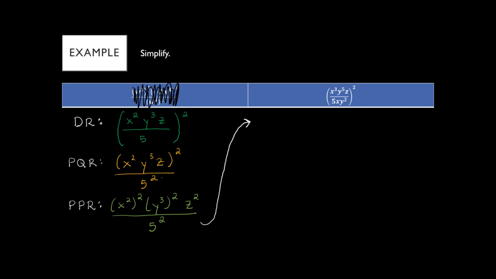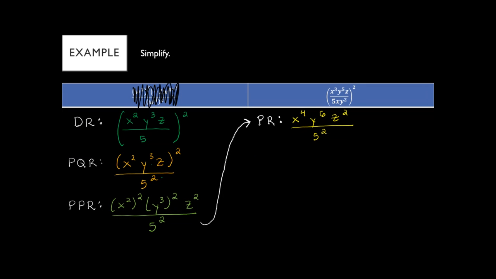So now I'm going to use the power rule because I have exponents on top of exponents. So you multiply the exponents. So I have x squared squared, so 2 times 2 is 4, so that's x to the 4th. Y cubed squared, 3 times 2 is 6, so I'm going to get y to the 6th. And then z squared, and then 5 squared.